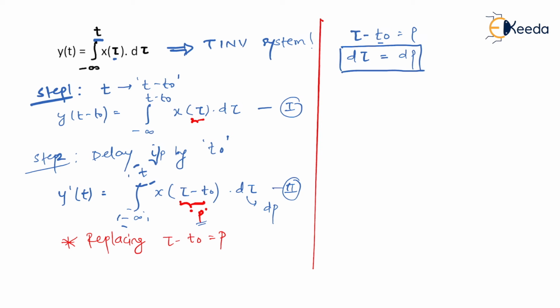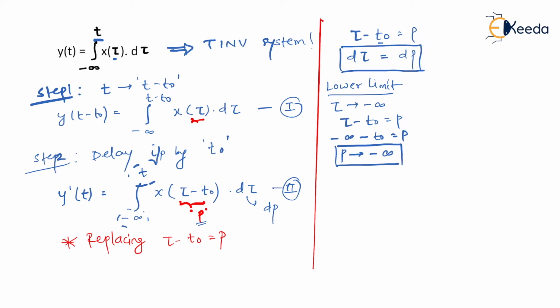So let us go for the lower limit calculation. In the lower limit, it was with respect to tau, so tau was equal to minus infinity, right? And the relation we have is tau minus t naught equal to p. Replace tau with minus infinity, so minus infinity minus t naught, that is p. Therefore p will remain minus infinity only. So the lower limit remains minus infinity. Let us check the upper limit.